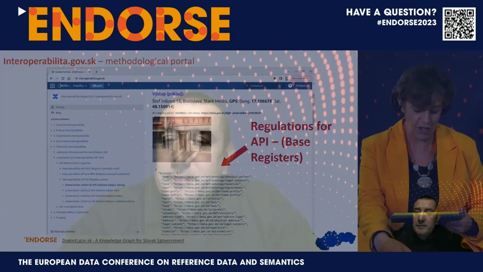Thank you very much. So we have a first question here. Are the ontologies for the knowledge graph publicly available? Yes, of course. They are available. Znalosti.gov.sk also provides a SPARQL endpoint, so it is possible to download all the triples from the knowledge graph.